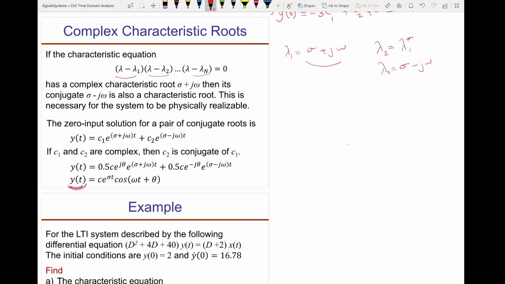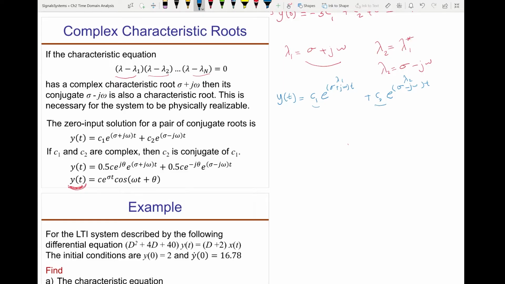So if I have a second order system, I have lambda 1 and lambda 2, then the general solution y of t will be c1 e to the lambda 1 t, which is sigma plus j omega t, plus c2 e to the lambda 2 t, which is the conjugate, sigma minus j omega t. This is the general solution. So this is the characteristic root, lambda 1, lambda 2. Now you can use the initial conditions to find c1 and c2.